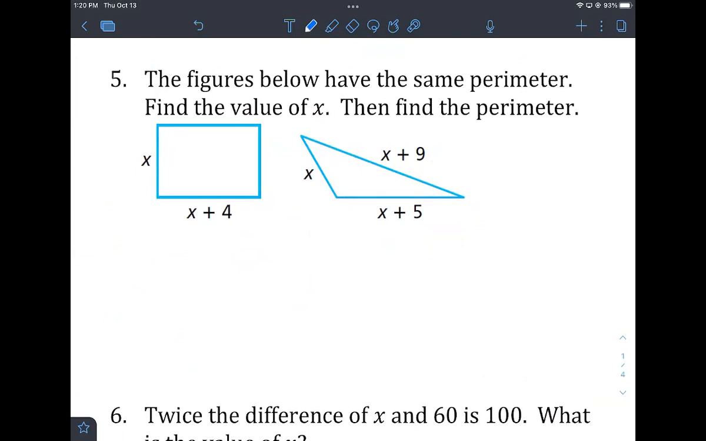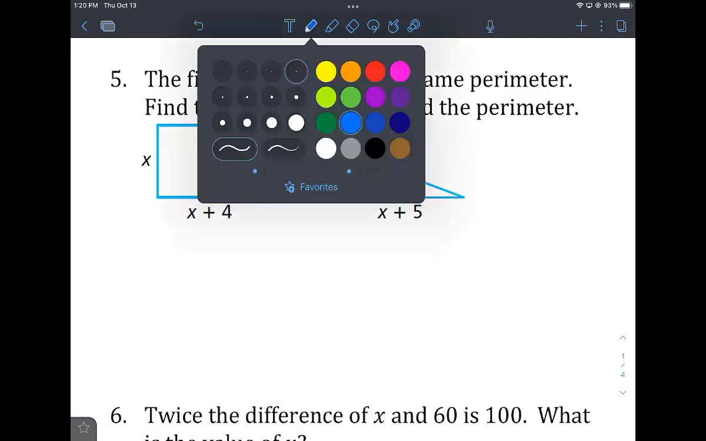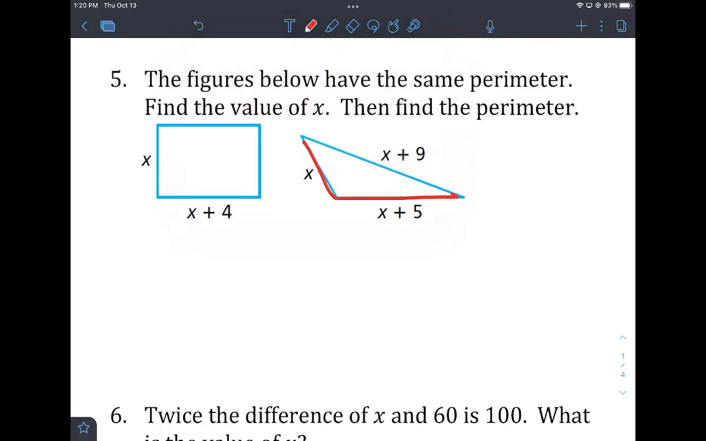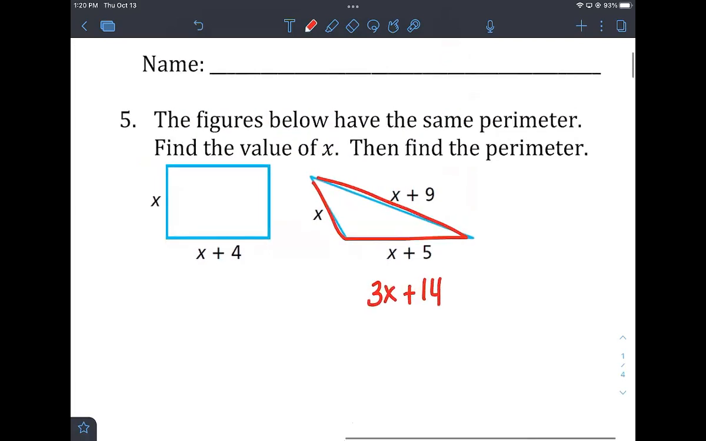Let's look at the triangle first. What expression could I use for the perimeter of this triangle? 3x plus 14. Okay, so all three sides together, 3x plus 14. Now remember on the rectangle, there's another x and there's another x plus 4. So what expression could I use for the rectangle? 4x plus 8.